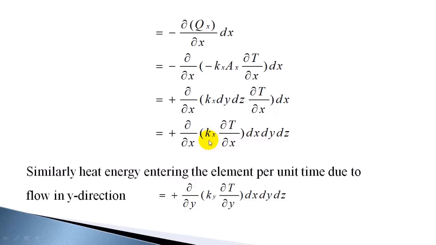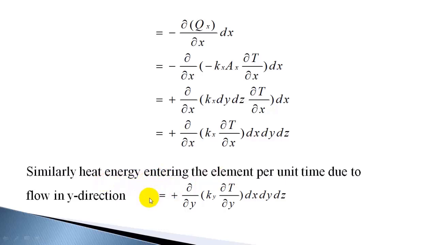In case the thermal conductivity is changing with respect to direction, and it's an anisotropic material, then we'll keep the thermal conductivity dependent on x. It's not a constant, we are keeping it inside. So ∂/∂x of kx ∂T/∂x into dx dy dz. Similar quantities you can find out as a result of heat flow in y direction and z direction.